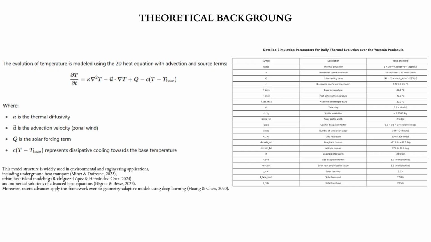We have the theoretical background of our equation. We model this equation using the heat equation, but also we have advection and source terms, where K is the thermal diffusivity, U is the advection velocity, the zonal wind, Q is the solar forcing term, like the heat that the sun produces, and C times T minus T base represents dissipative cooling towards the base temperature.